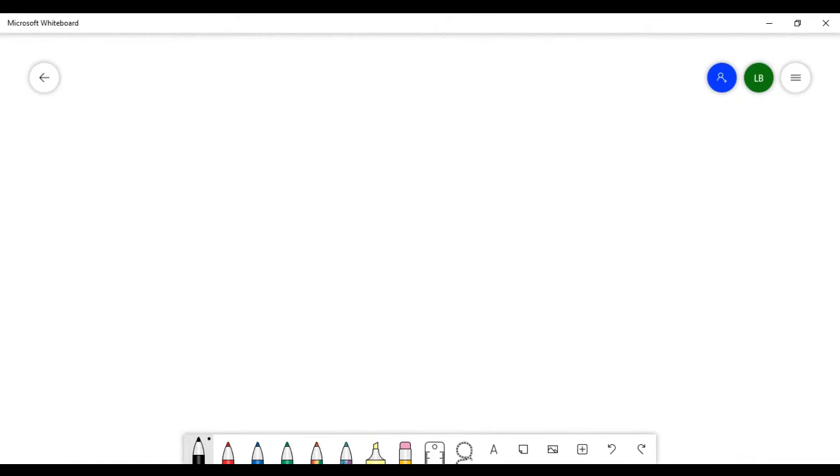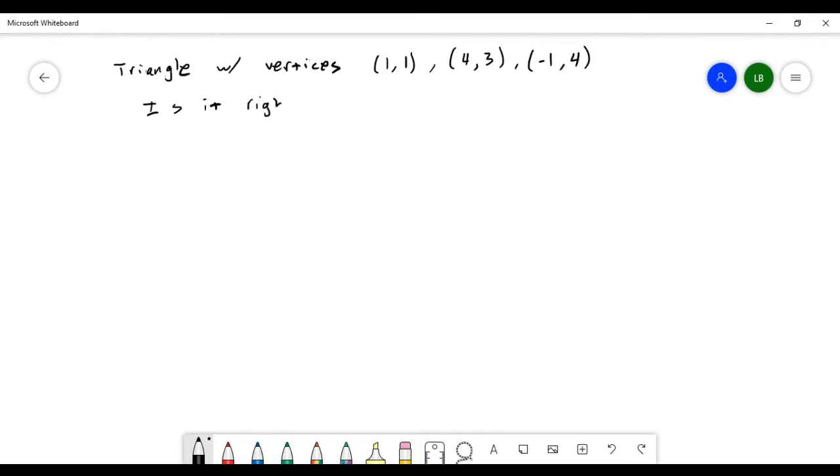We have a bit of time left, so there's one last question. Let's say you have a triangle, and it has vertices at 3 points: 1, comma 1, 4, comma 3, and negative 1, comma 4. Is it right, obtuse, or acute? And why?